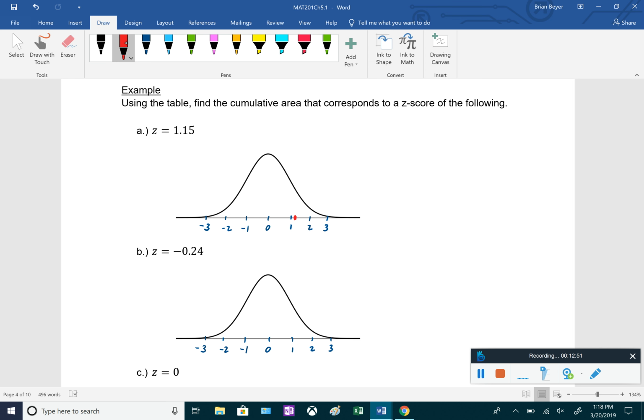What we're trying to find is the area to the left, because that's what cumulative means. We're trying to find this area to the left of that value. Keep in mind that it's good to have an estimate before we do it. The area underneath the curve is equal to 1. So if you had to guess, maybe you would guess this is about 0.8 or 0.9. Let's take a look at this table now.